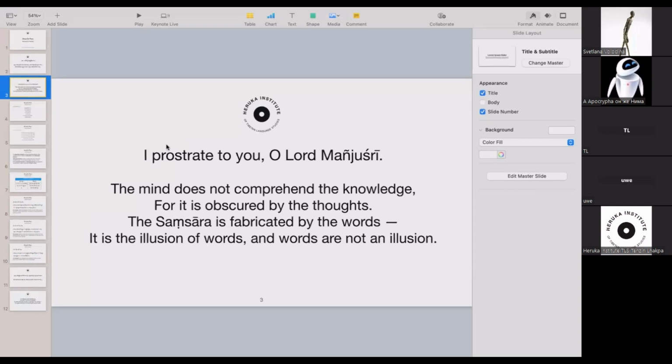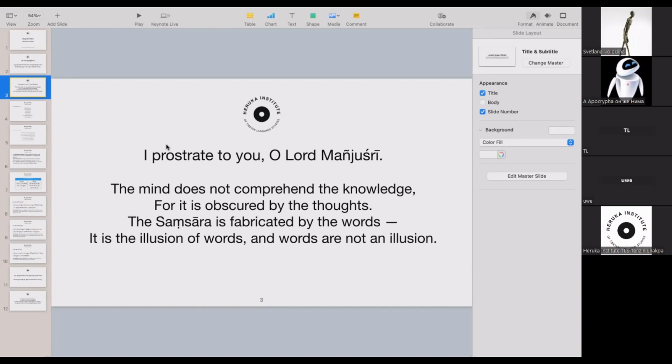The first line says, I prostrate to you, O Lord Manjushri. So this is a direct line. The meaning of this verse is that the mind does not comprehend the knowledge, for it is obscured by thoughts. When we talk about thoughts here, we are talking about the mundane thoughts, or the afflicted mind. So the mind does not comprehend the knowledge, for it is obscured by the thoughts.